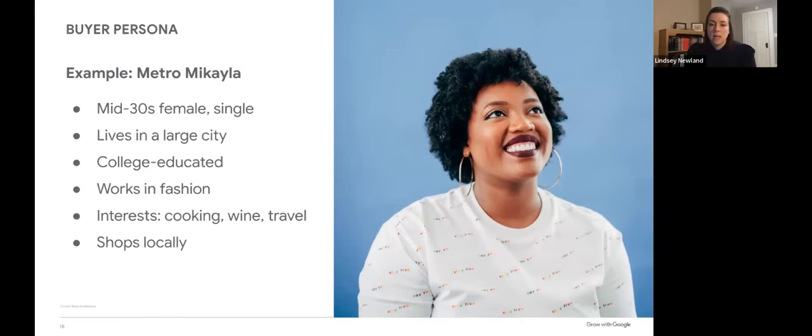She lives in a large city. She shops locally, which, having a small company that built their product from scratch, probably would resonate with her. So there's a lot of similarities there. And when they're putting out their marketing and their advertising dollars, they can really focus in on talking specifically to Metro Michaela. I always recommend for businesses to have 3 to 5 buyer personas.